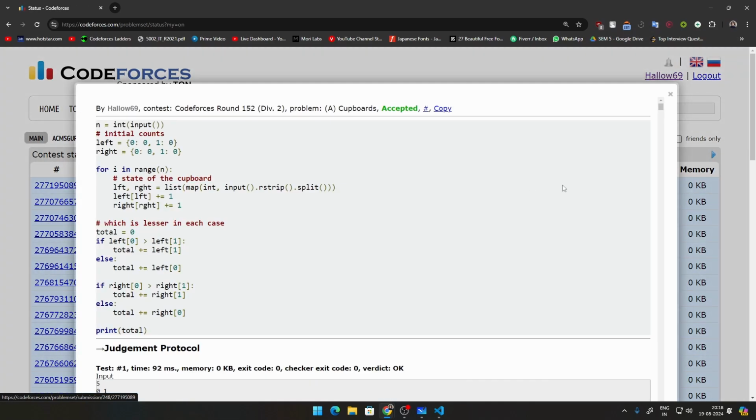So as you can see, the solution got accepted. That's it, guys. It's a very, very simple solution. I hope you guys understood how we're approaching this problem.